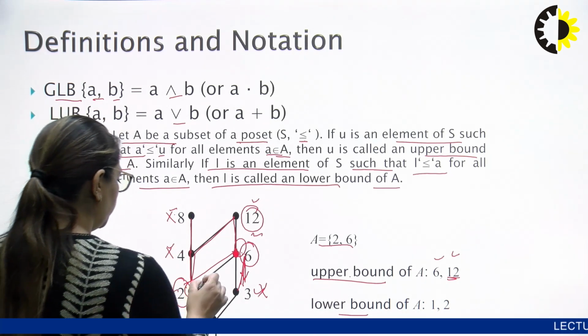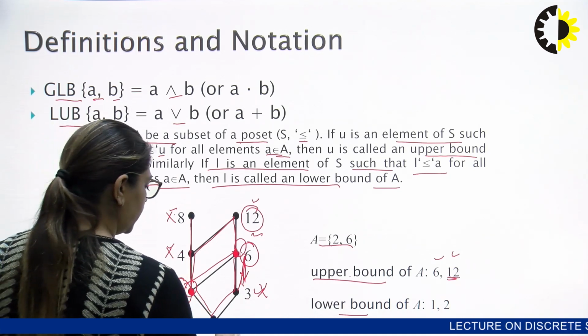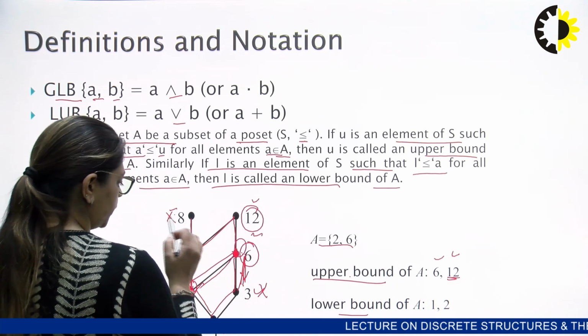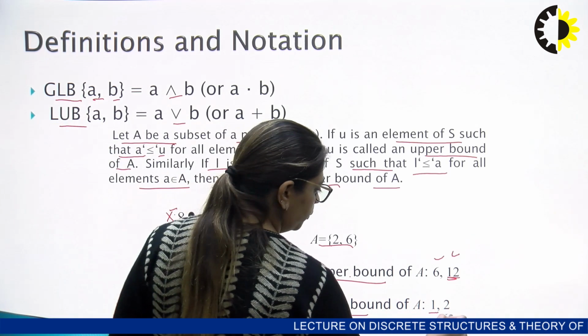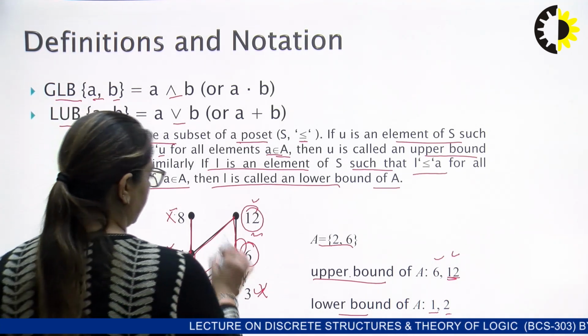From 1, there is a path to 2, and to 6 also there is a path. So 1 can be a contender, and 2 is there. There is a path from 6 to 2. So 1 and 2 will be the lower bounds of 2 and 6.